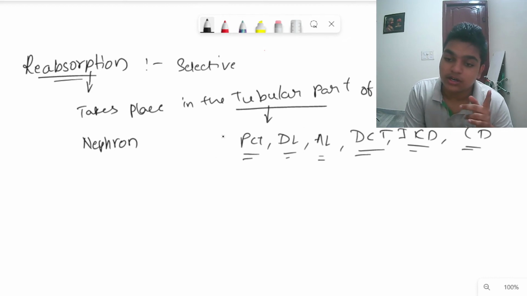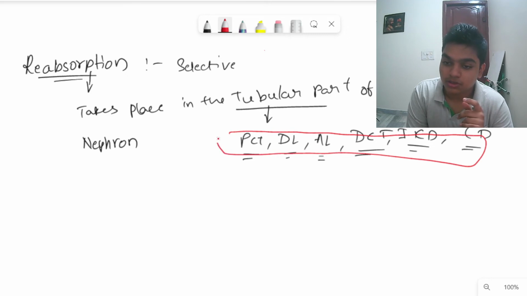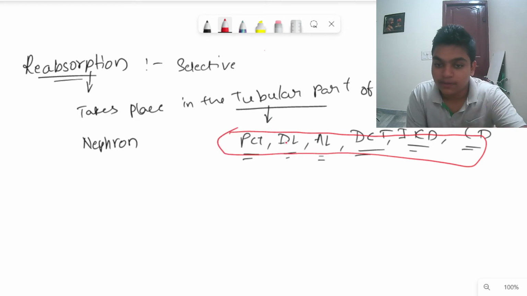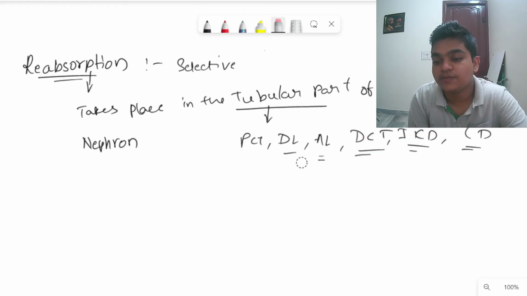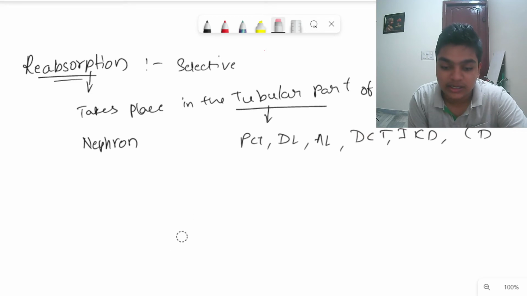So these all are composed of the tubular part of the nephron, and they help in reabsorption. Each part helps in the reabsorption of different types of things, and that is clearly mentioned in your NCERT.